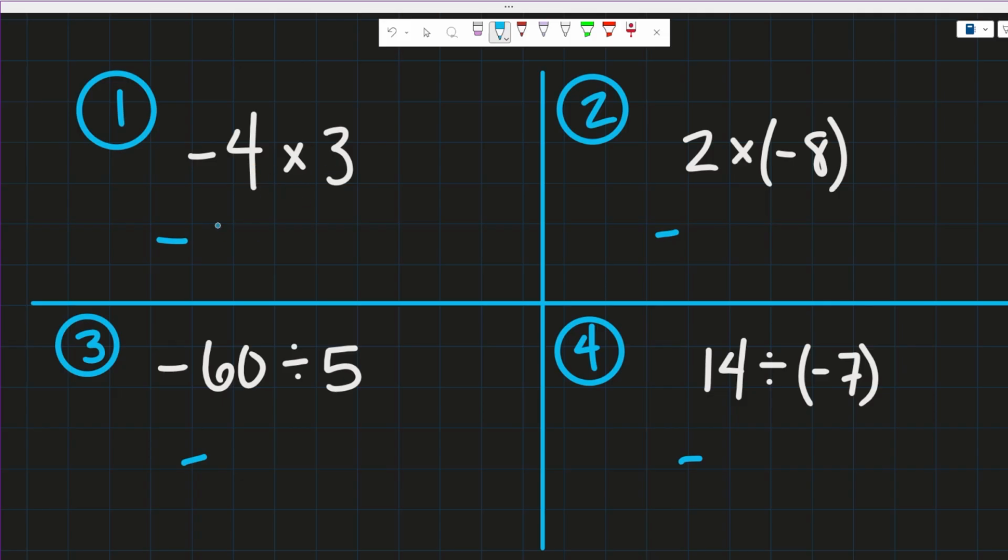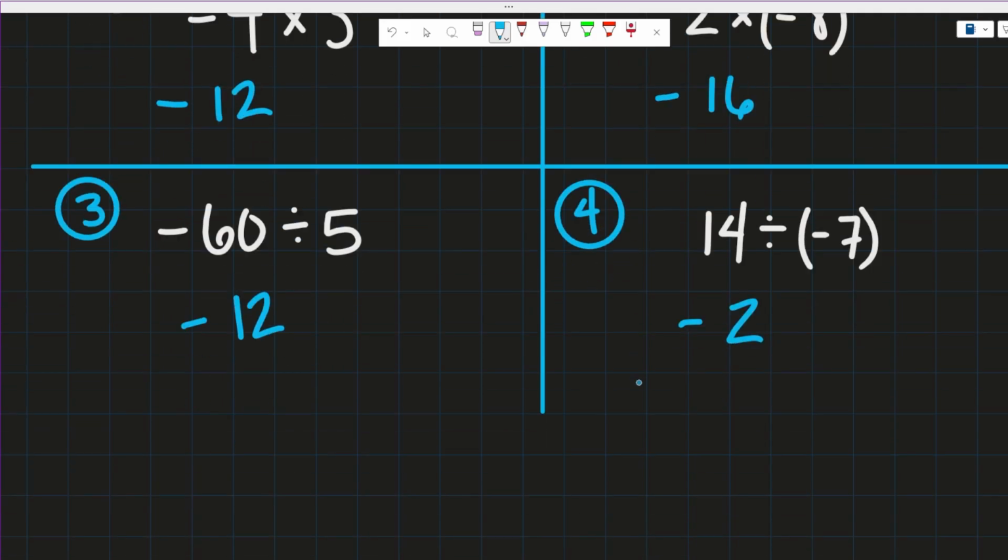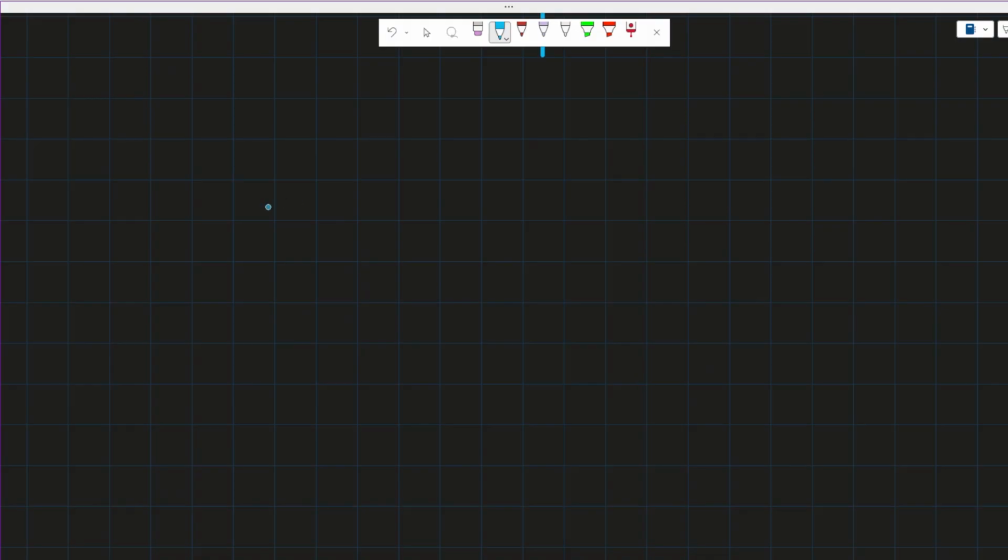4 times 3 is 12. After I know the sign, I just have to look at the numbers. I can just ignore my negative. 2 times 8, 16. So my answer is negative 16. 60 divided by 5 is 12. So we get negative 12. And finally, 14 divided by 7 is going to be 2. So I get negative 2. Easy peasy. Now, if we scroll down, and I'll write 2 more problems.